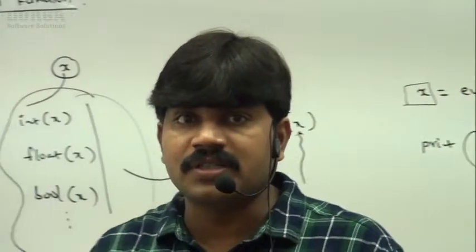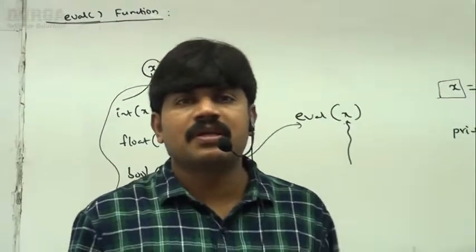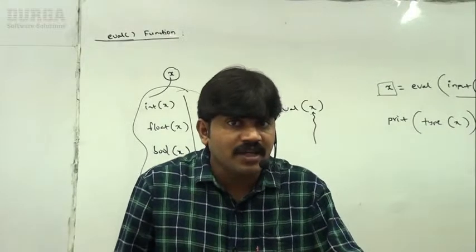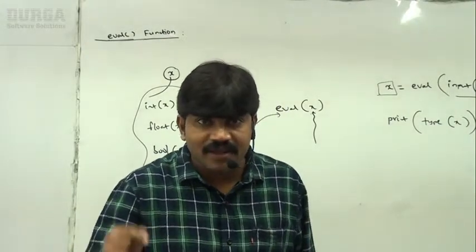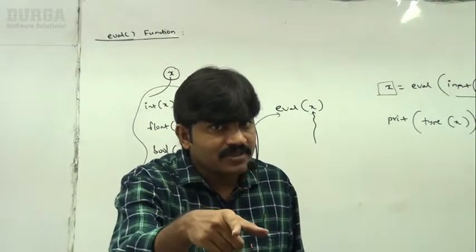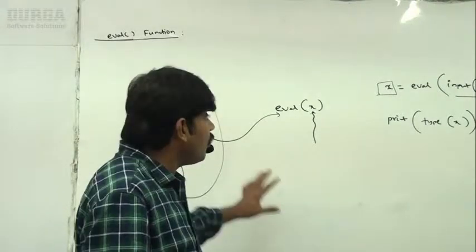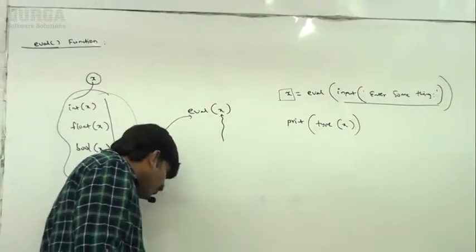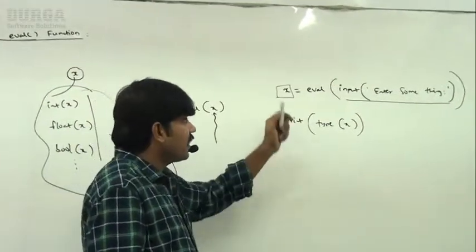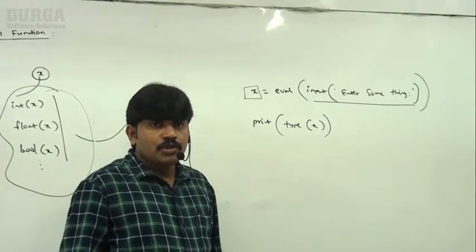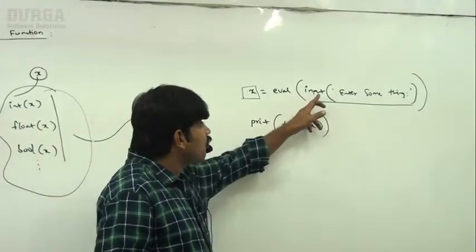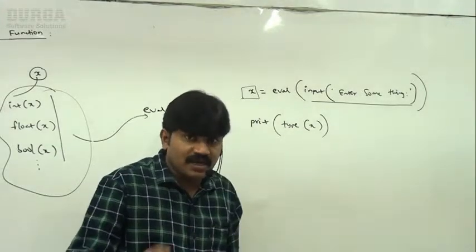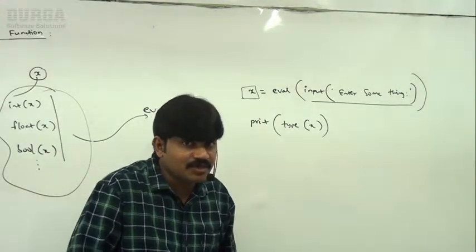So the eval function is such a beautiful function. You provide any type, and automatically the corresponding type is considered by default. This is the specialty of the eval function, an alternative to typecasting. Next, there is one more specialty for our eval function. What is that? If you provide an expression, it will evaluate that expression and return the result. That is the biggest specialty.